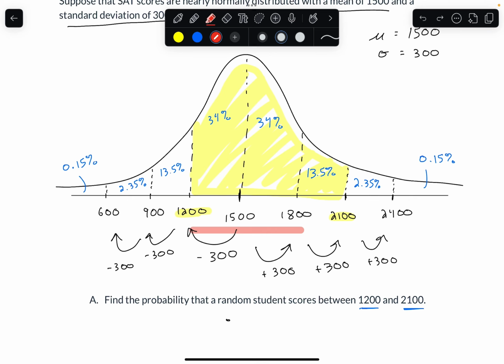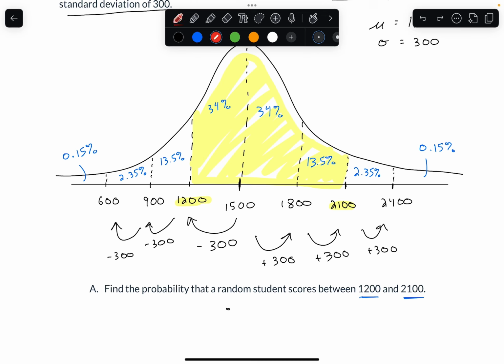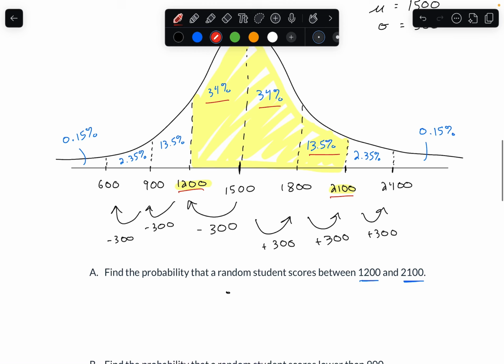So I'd have to get creative with how I did this problem if I didn't have these percentages already here. But what I can do now is I can just say, well, I'm going to take 34 plus 34 plus 13.5, and that covers the entire area between 1,200 and 2,100. So my answer for this problem is 34 plus 34 plus 13.5, and let me grab my calculator so I don't make a silly mistake.